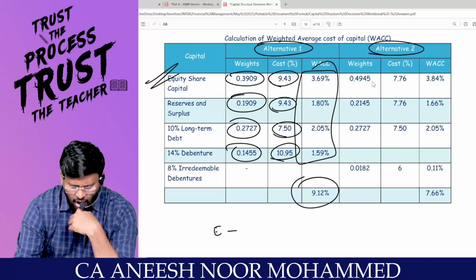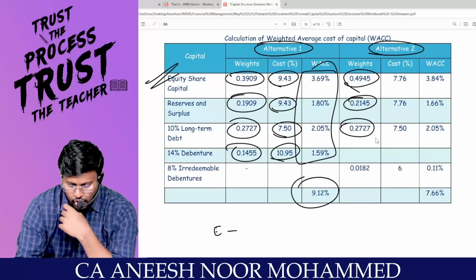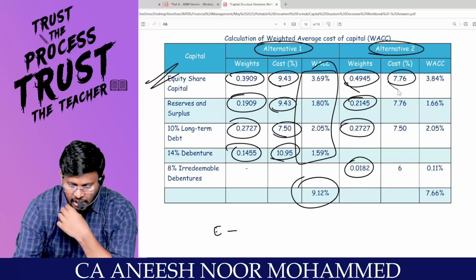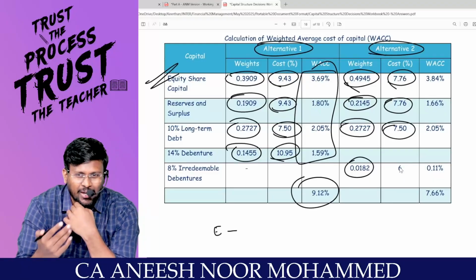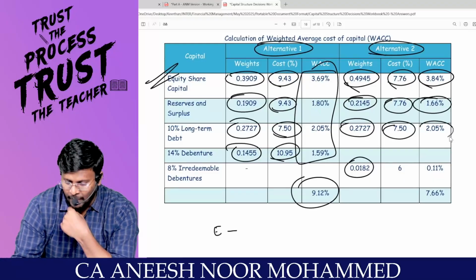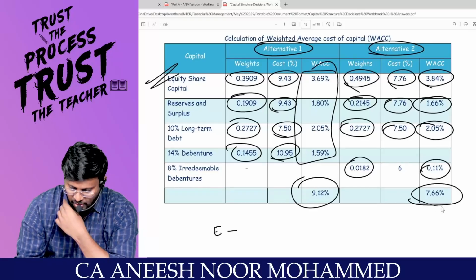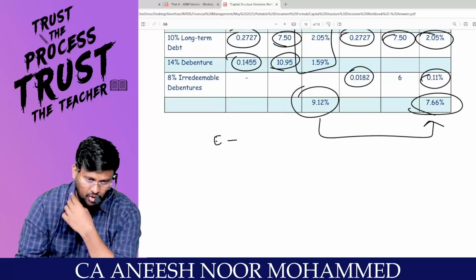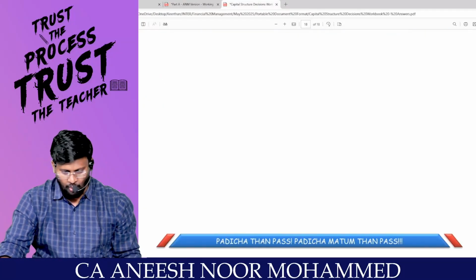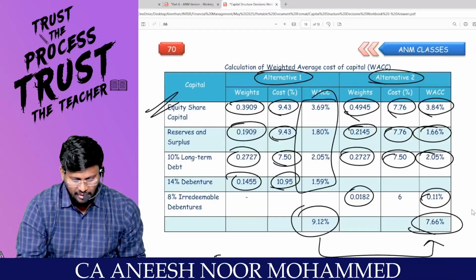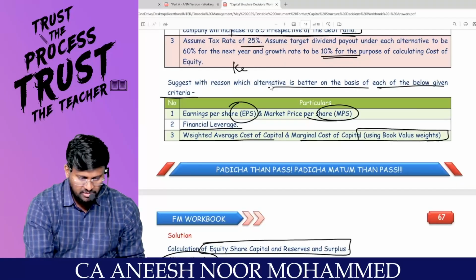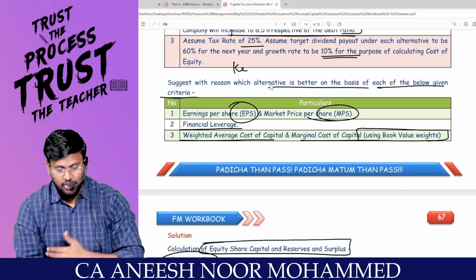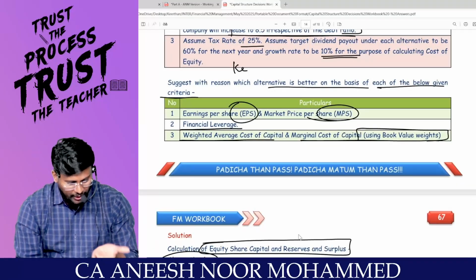Alternate number 2: weight will change, but individual cost of capital will also change. New KE, yes, sir. Automatically WACC will change. Right, sir? Automatically KO will also change. Correct? Have they asked any decision? Suggest with reason which alternate is better. You have to write a conclusion.